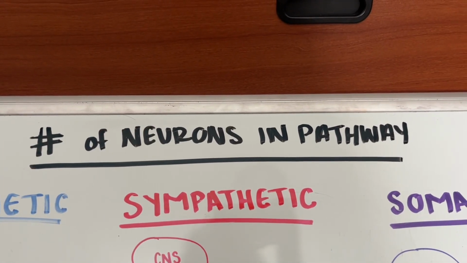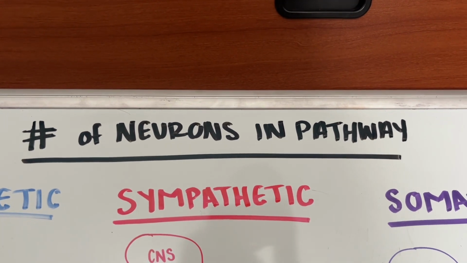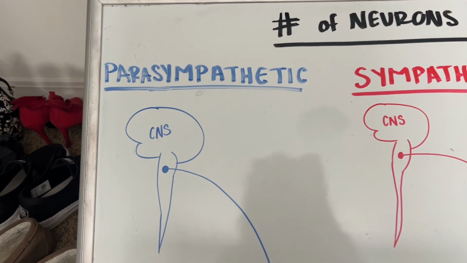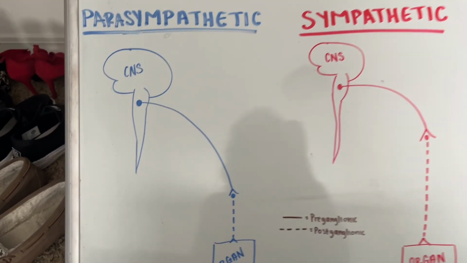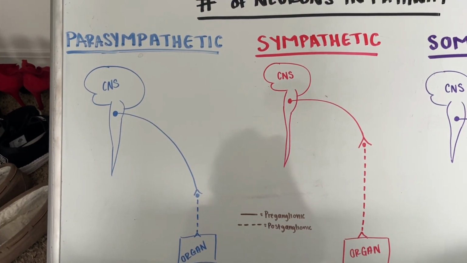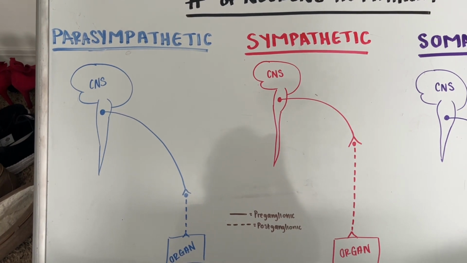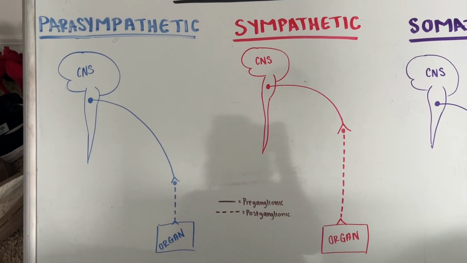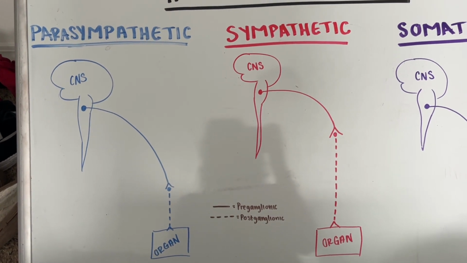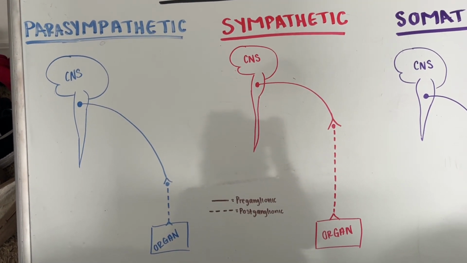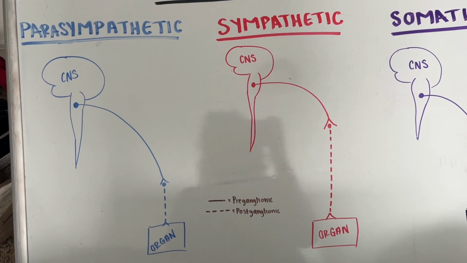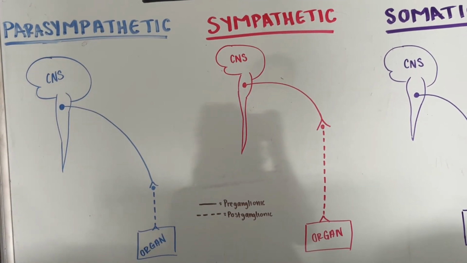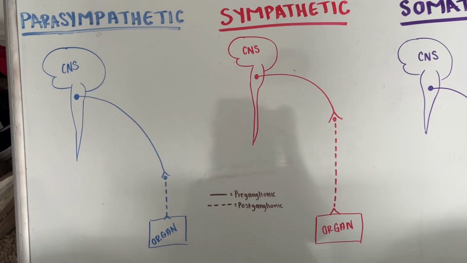Our next comparison is going to be the number of neurons in each of the three pathways. If we start with our parasympathetic division, it uses a two-neuron system with a preganglionic neuron and a postganglionic neuron. In this case, our parasympathetic and sympathetic nervous systems are very similar, as our sympathetic also uses a two-neuron system, consists of a preganglionic neuron that extends from the central nervous system to the autonomic ganglion, where it synapses with a postganglionic neuron that extends to the effector organ.